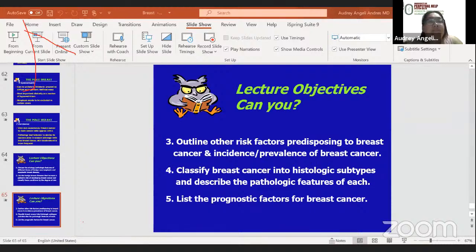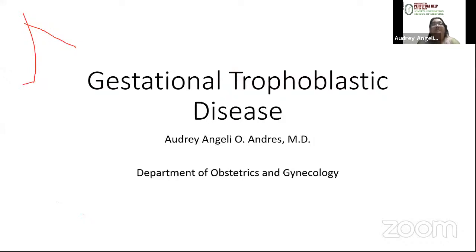No questions? Okay, so let us move to your gestational trophoblastic disease. Okay, so this is a trophoblastic disease which is common in the Philippines, in tropic countries. I don't know the incidence in India. Let me get back to you on that. Is it fairly common in India? Would someone know?